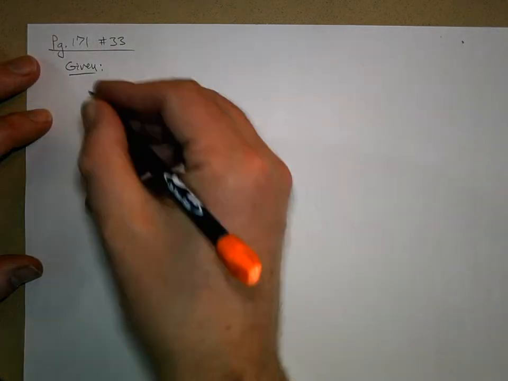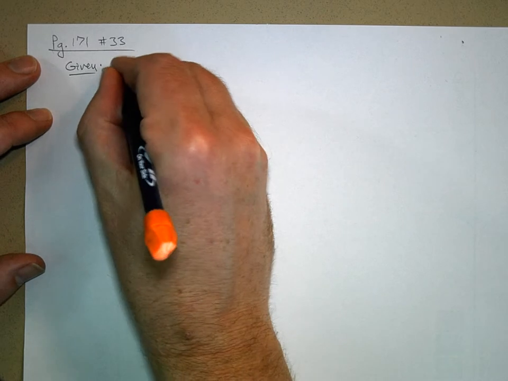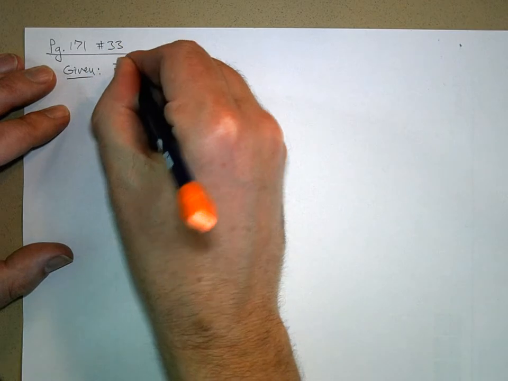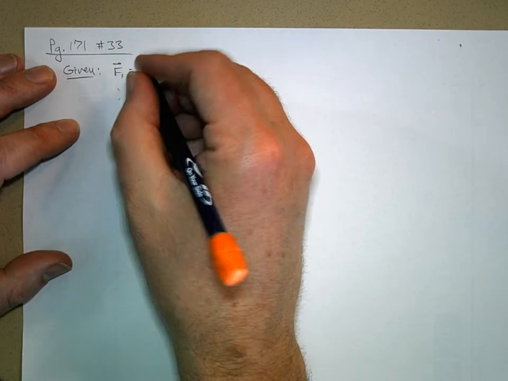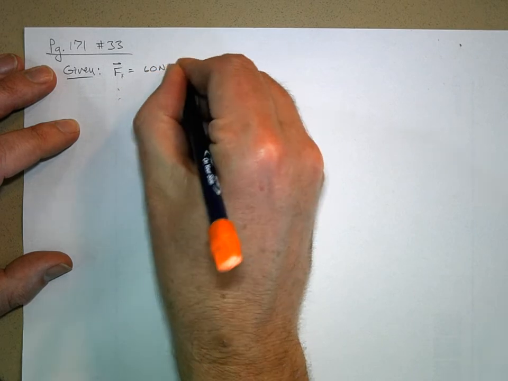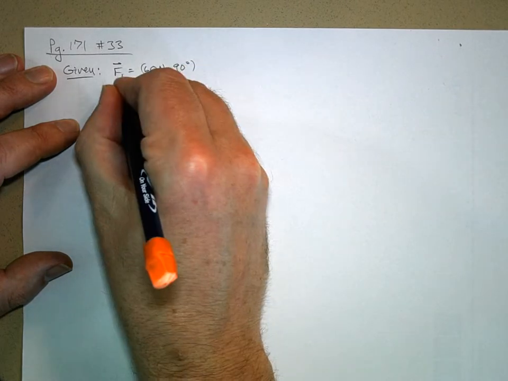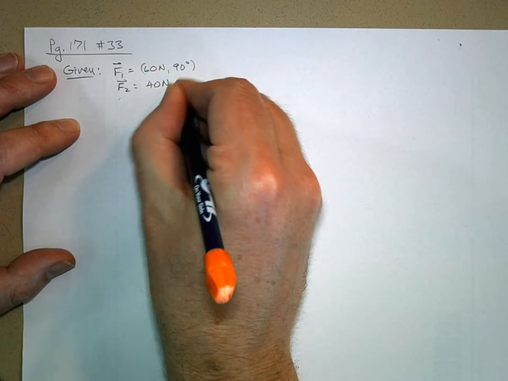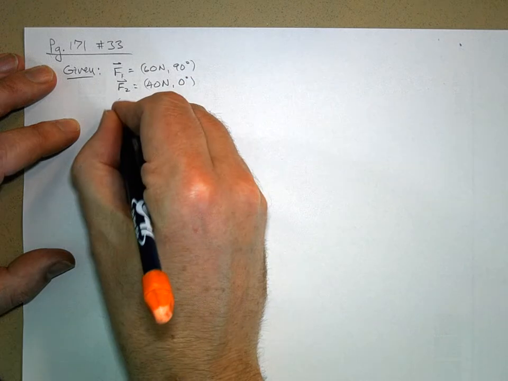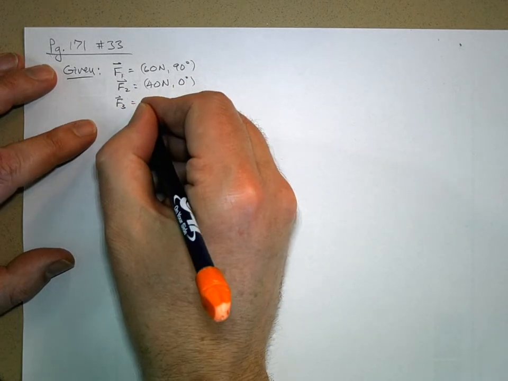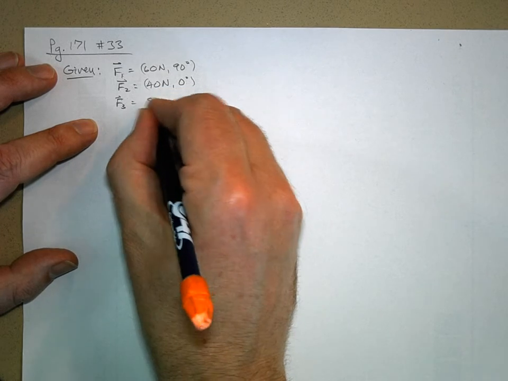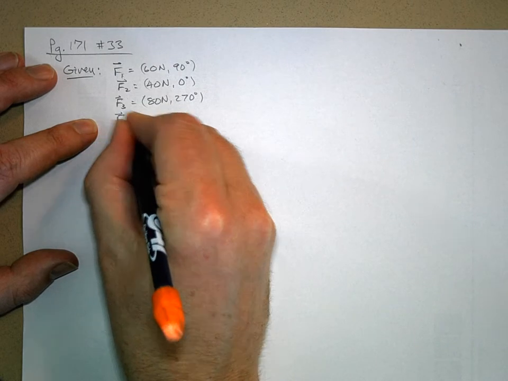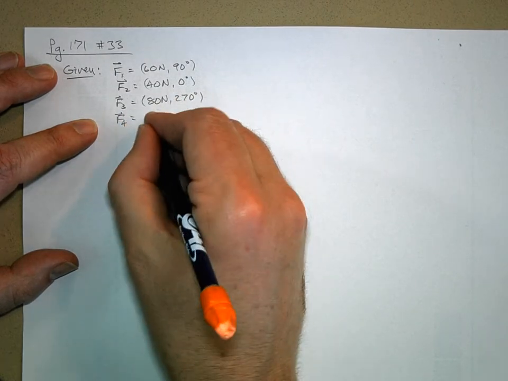Okay, let's write this out. I'm gonna go F1, F2, F3. And these are given in polar coordinates. So F1 is 60 newtons at 90 degrees. F2 is 40 newtons at 0 degrees. F3 is 80 newtons at 270. The fourth force is 40 newtons at 180.